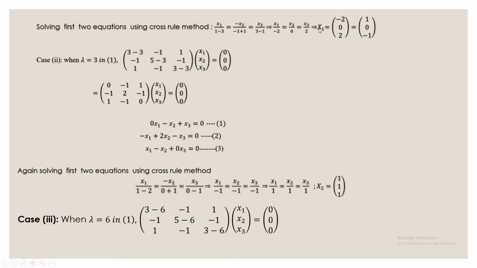Therefore the eigenvector capital X1 equals minus 2, 0, 2, which is equal to 1, 0, minus 1. This is your first eigenvector, capital X1 equal to 1, 0, minus 1.